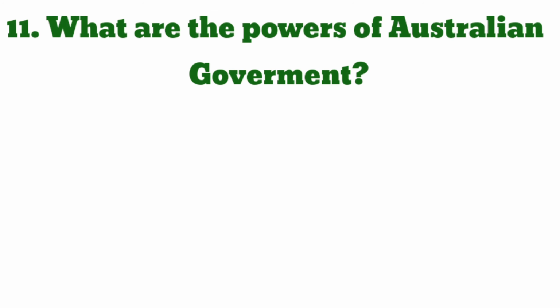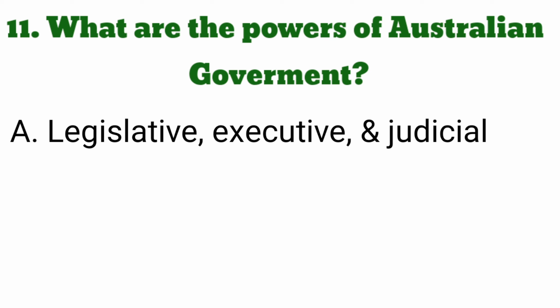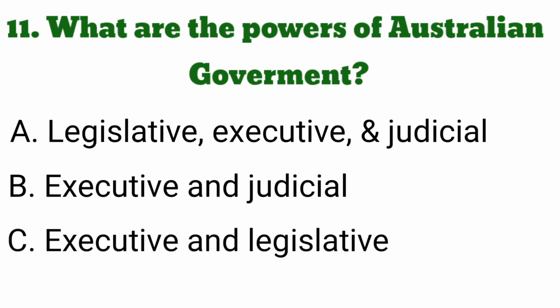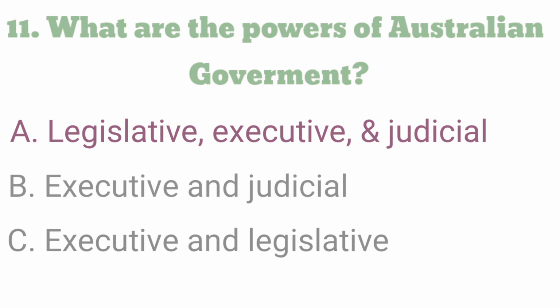Number 11. What are the powers of the Australian Government? Letter A, Legislative, Executive, and Judicial. Letter B, Executive and Judicial. Letter C, Executive and Legislative. The answer is letter A, Legislative, Executive, and Judicial.